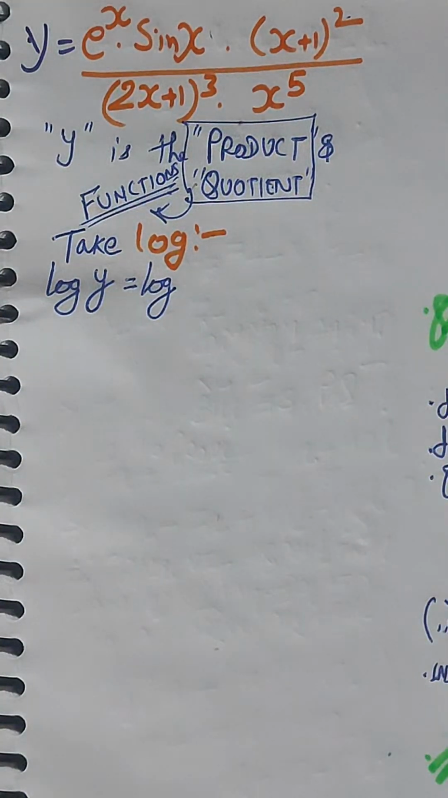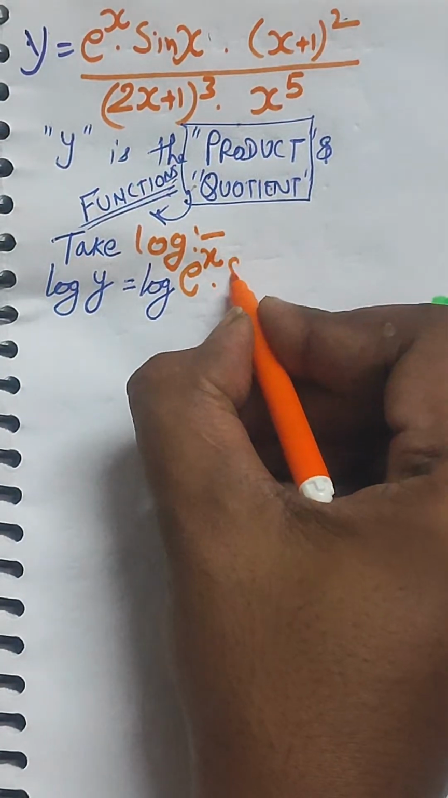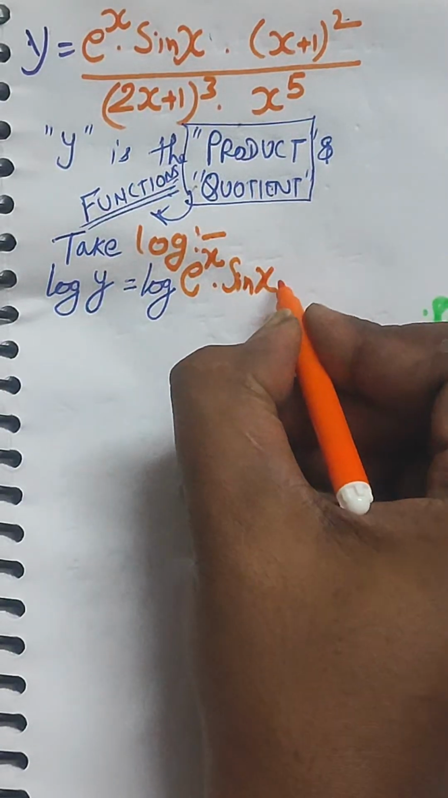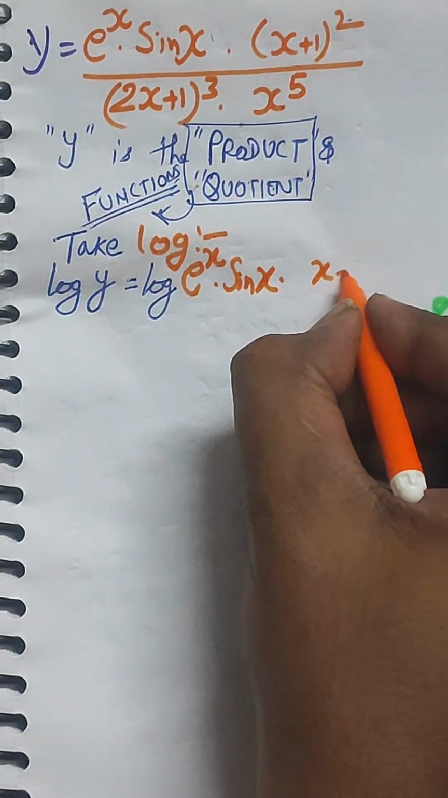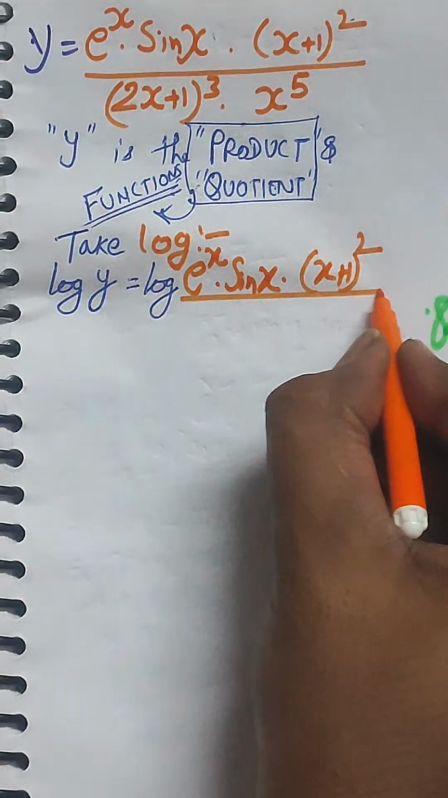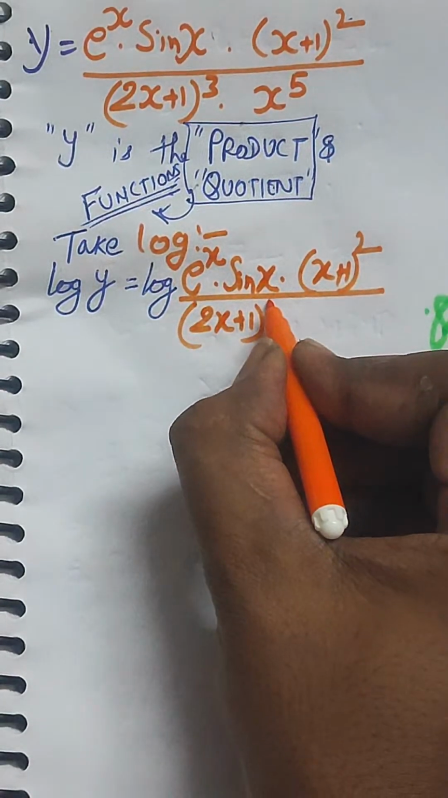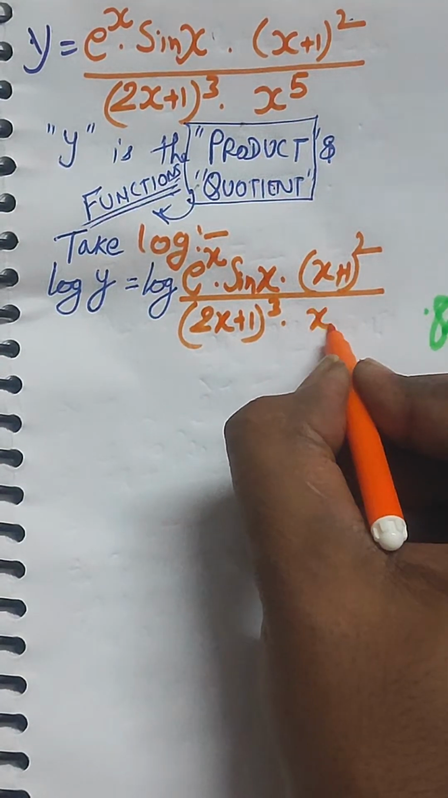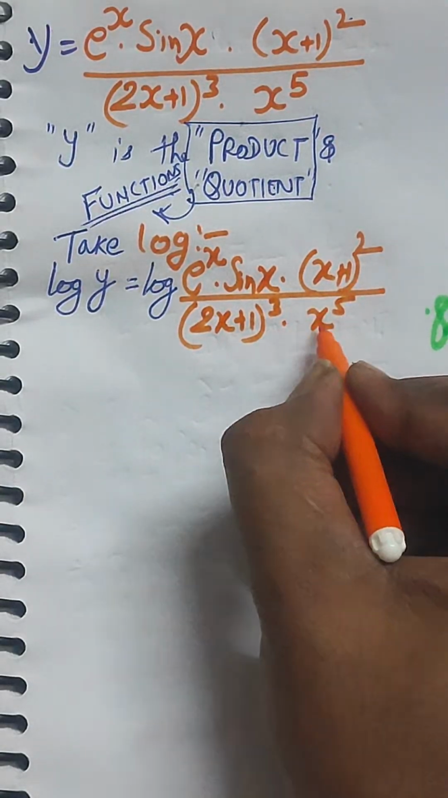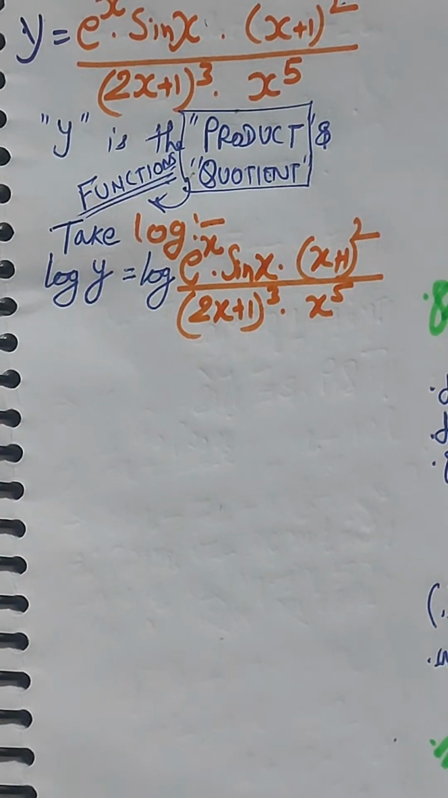into the RHS we have log of our given function, that is e power x sine x, then x plus 1 whole square, right, divided by 2x plus 1 whole cube multiplied by x power 5, both these functions into the denominator, right? So when you take the log, just using the property of logs, we can proceed further.